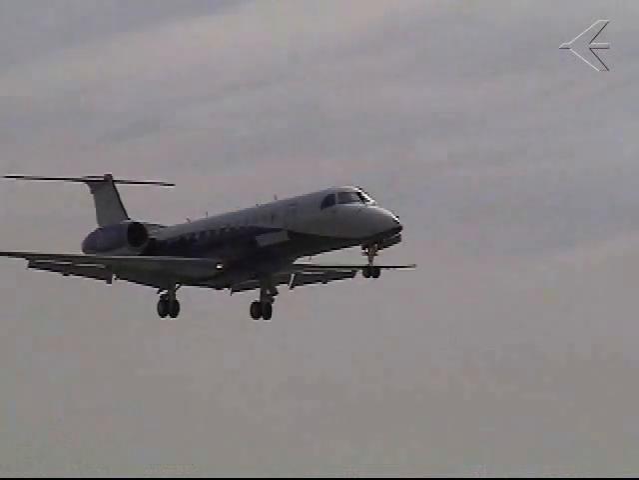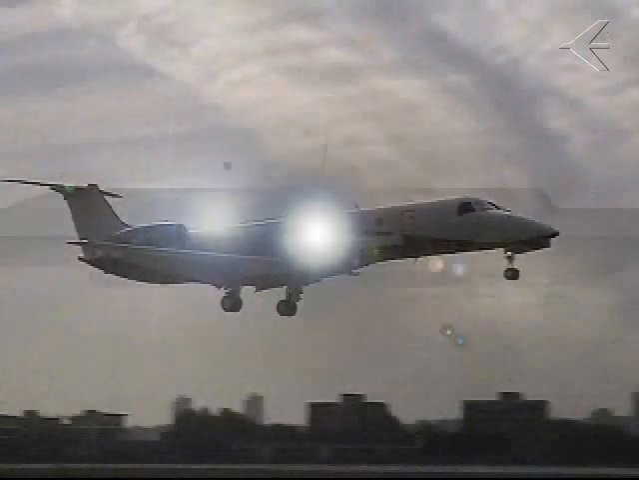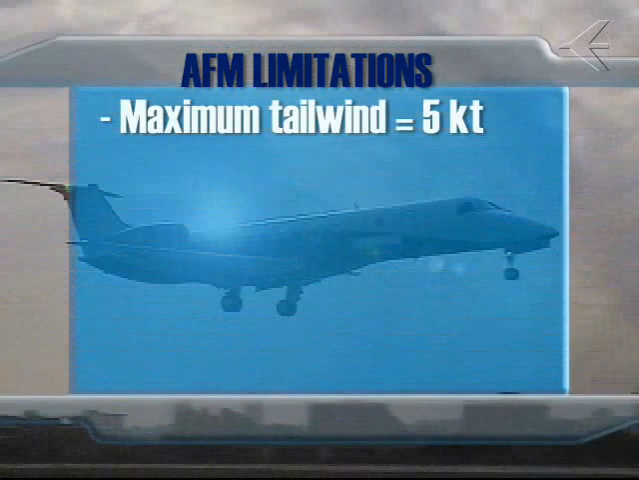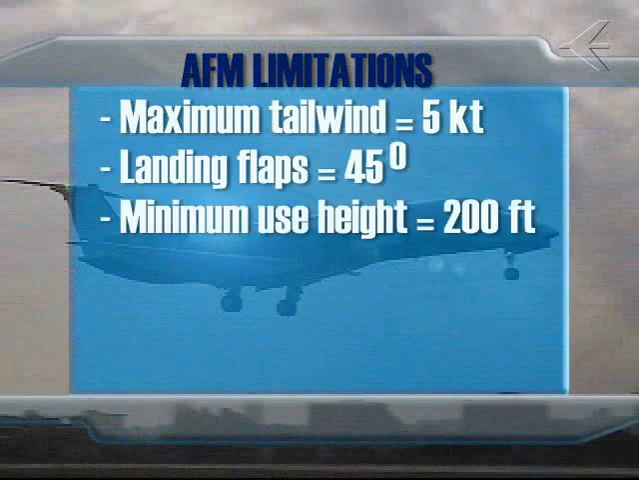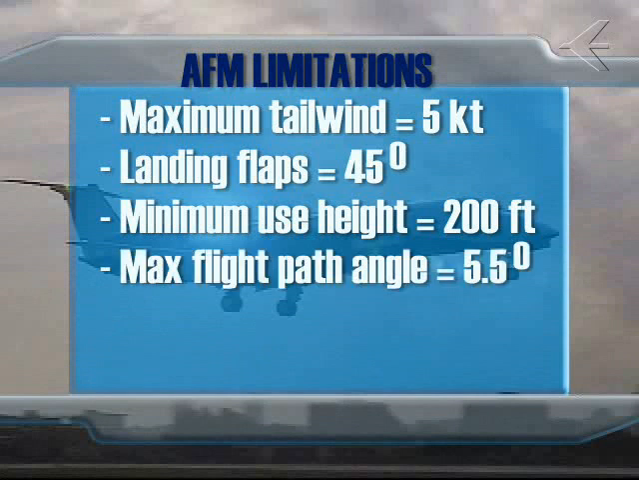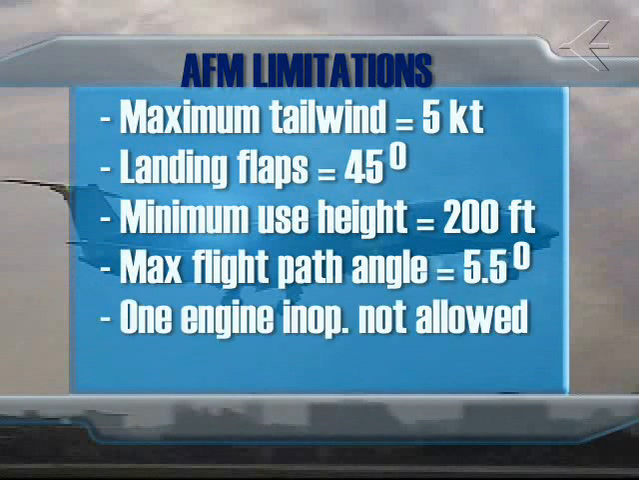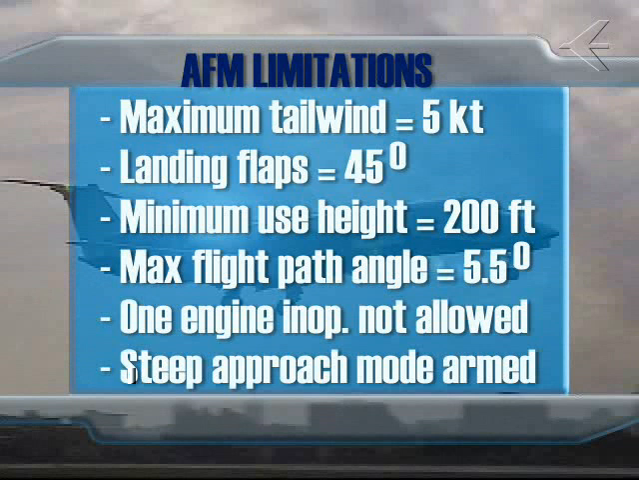For steep approaches with the ERJ, the maximum tailwind is 5 knots. Landing flaps must be 45 degrees. The autopilot minimum use height is 200 feet. The steep approach landing may be performed with an approach flight path angle up to 5.5 degrees. The operation cannot be initiated with one engine inoperative. The operation is not permitted if the steep approach mode is not armed.